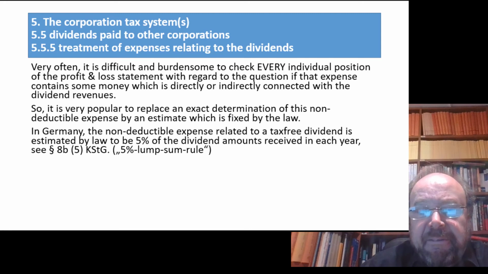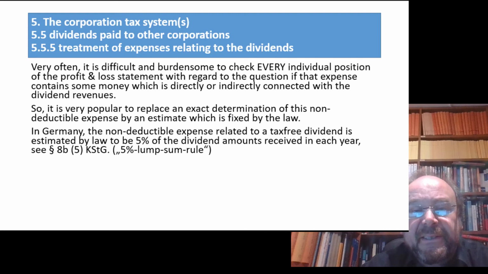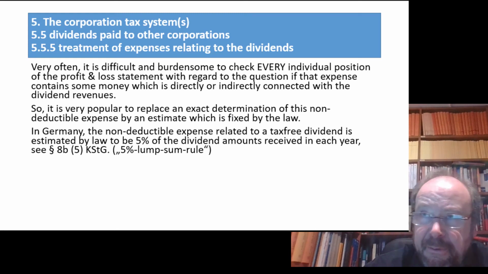They say, 8b, paragraph 5, in cases where you have a tax-free dividend in the game, then 5% of the dividend revenue which you received each year is always regarded as the amount of the non-deductible expense. So 100% of the revenue is tax-free. And instead now of checking all the individual expense items, you just take 5% of the dividend revenue and say, okay, we eliminate these 5% from all our deductible expense this year.